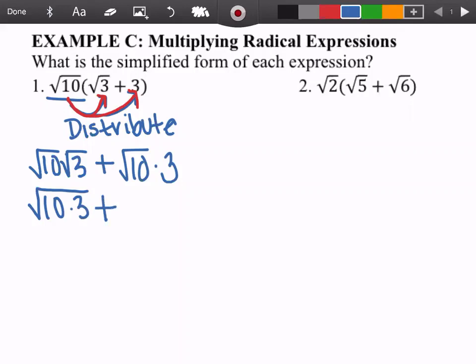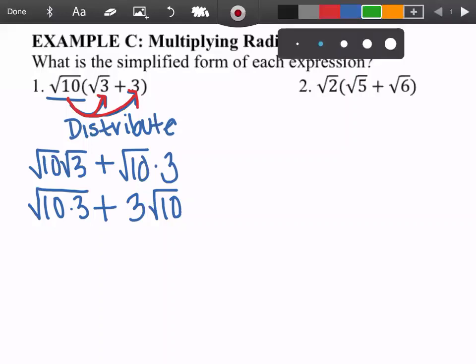And then we can't do the same thing with this square root of 10 and the 3, because this 3 doesn't have a square root around it. So mathematically, we like to write the numbers without the square root first, and then square root of 10 second. So all I did there was switch the order. We can't multiply them because one has a square root and the other number does not have a square root.